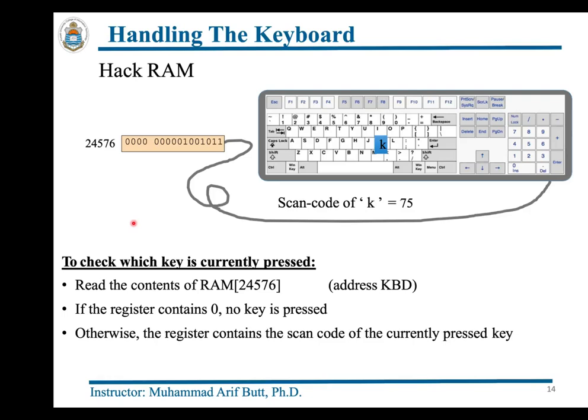And this slide shows you how to handle the keyboard. Very simple. When the user presses a key, for example, over here the key K is pressed, you can see its ASCII code is there inside the RAM address 24576. The ASCII of K in decimal is 75, and this is the binary equivalent of 75.